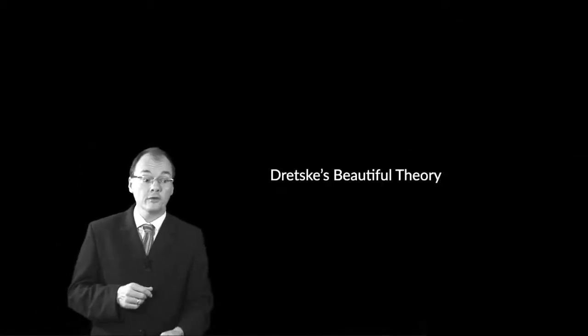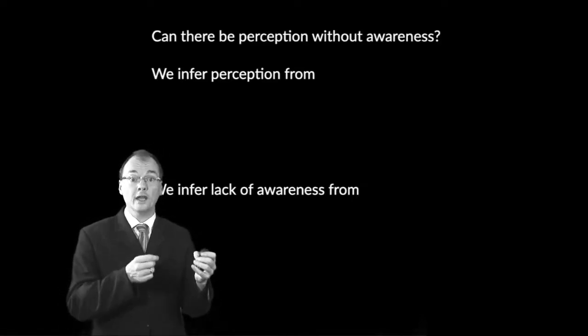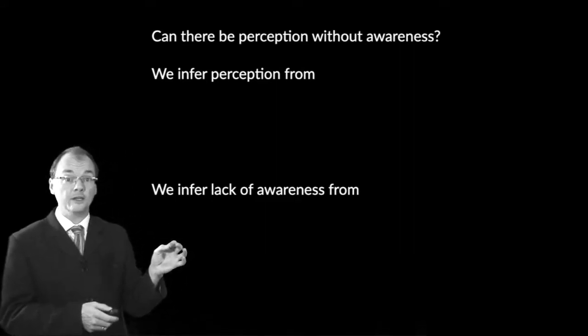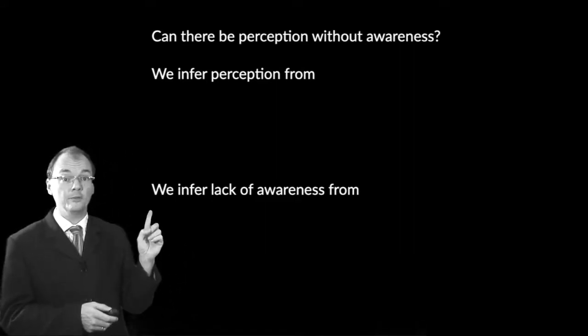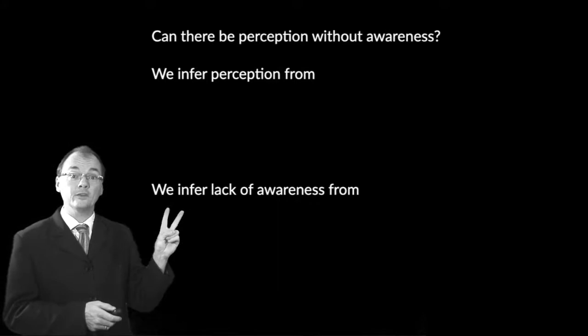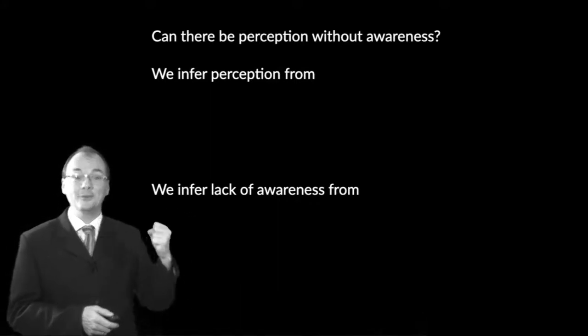Dretske's beautiful theory says we infer perception from this, we infer lack of awareness from that, and when we compare those two things together, we see firstly that blindsight provides us with evidence for perception without awareness, and secondly, we understand something about the functions of perceptual awareness. It's all coming together now.